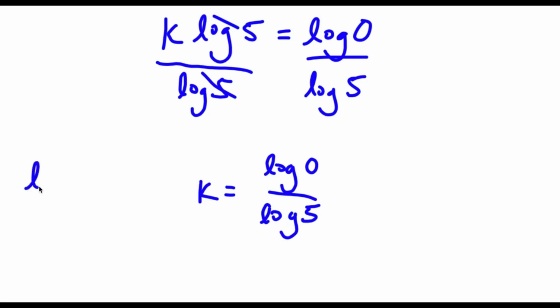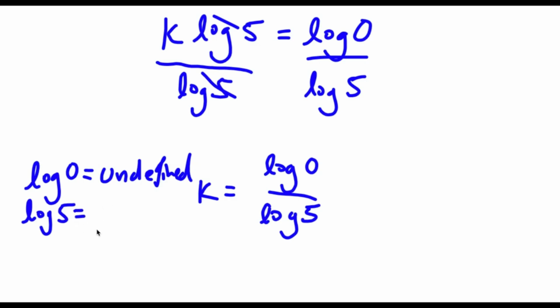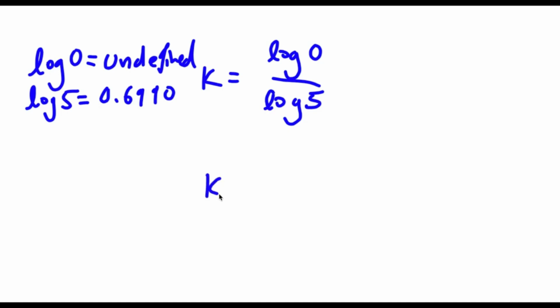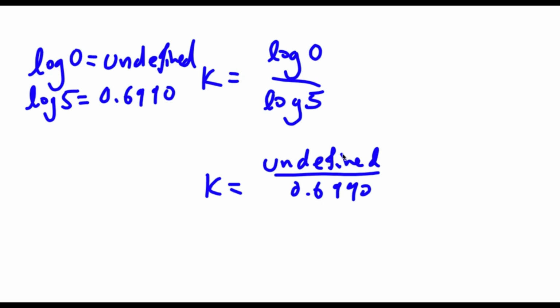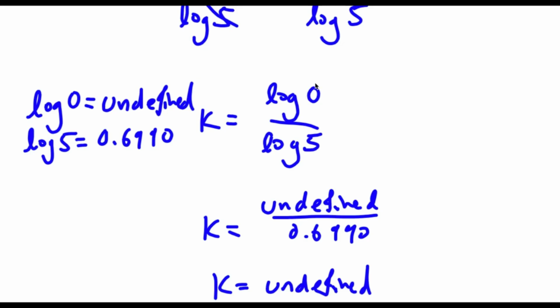Now, log 0 is actually undefined. And log 5 is equal to 0.6990. So k is equal to undefined over 0.6990. You can't really divide undefined by anything because it's simply undefined. So this means that k is just undefined. It has no value. You can't take the log of 0.